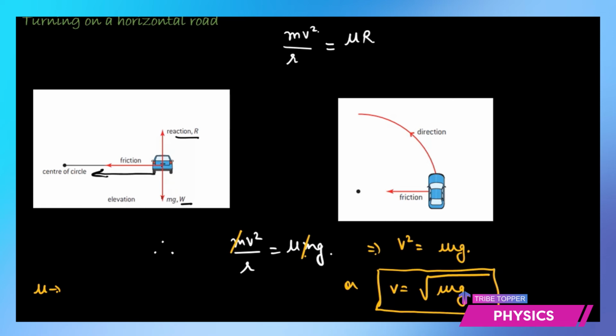Or if you want to maintain a high velocity, you can take a turn of a bigger radius. You never try to do a steep turn like this. You will always take a little bigger curve. So the bigger the radius, the bigger the velocity permissible. So we can say that the maximum permissible speed for a car while taking a turn on a horizontal road is v is equal to square root of mu times r times g.